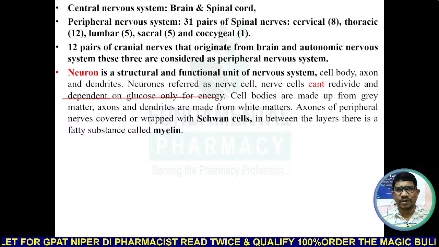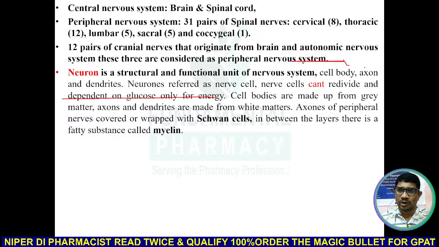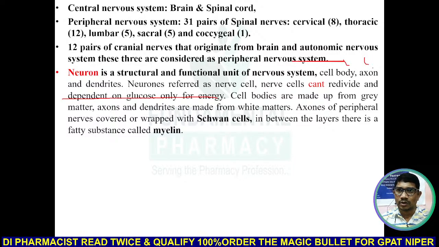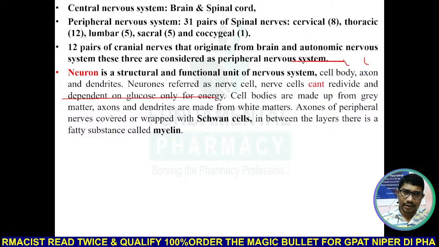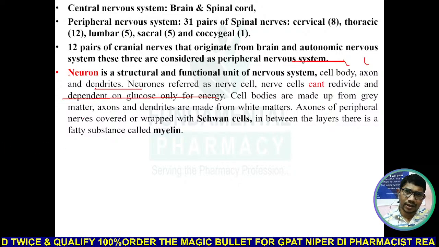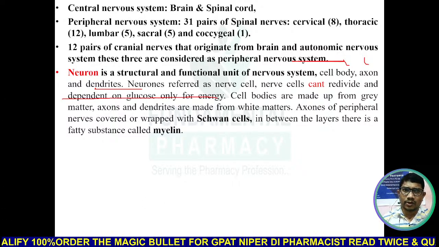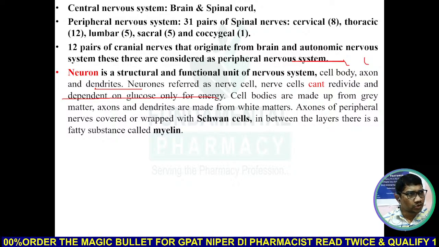Neuron is a structural and functional unit of your nervous system. It has a three part. First part है आपका cell body, second part है आपका axon, third part है आपका dendrites. Neurons are also called as nerve cell, and they cannot redivide. They are dependent on the glucose for the energy.